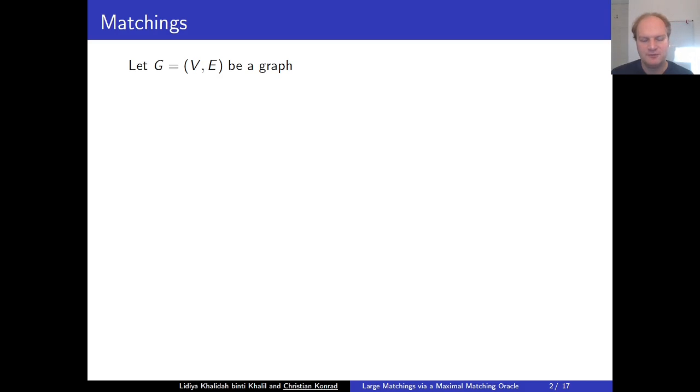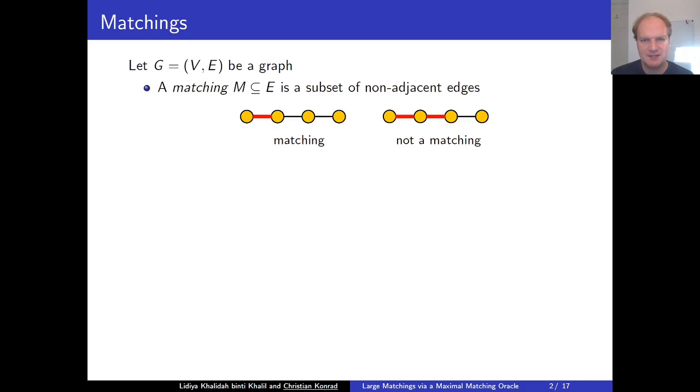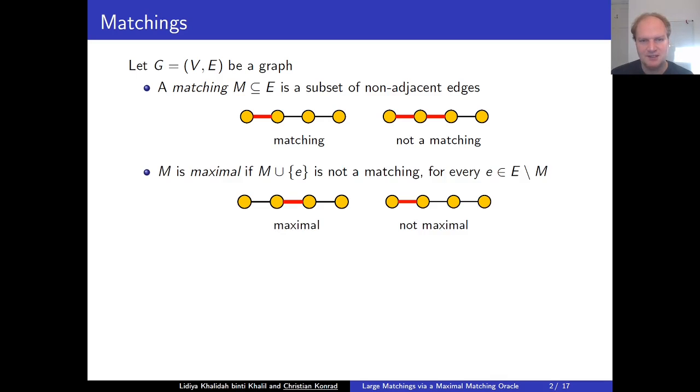So let G be a graph, then a matching is a subset of non-adjacent edges. For example, in the picture on the right, we see that the two red edges don't form a matching because there's a vertex that is included in two matching edges. That's not possible. A matching is maximal if we cannot enlarge the matching by simply adding an edge outside of the matching to it. For example, in the picture on the right, this is not a maximal matching because we could include the edge that connects the rightmost two vertices into the matching.